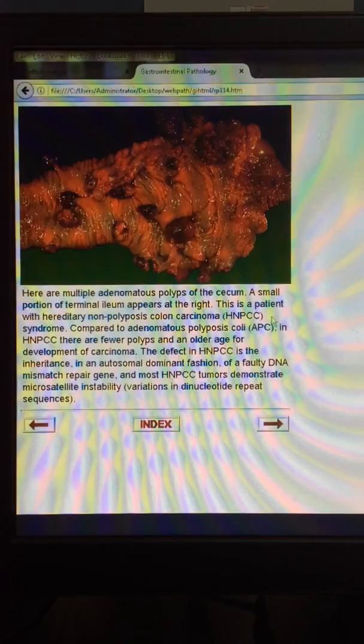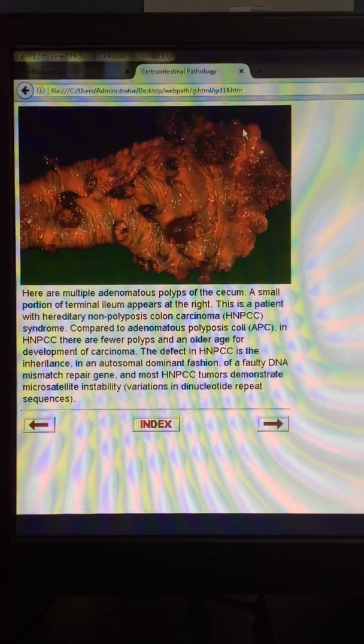Also, the genetic abnormality is different, in which HNPCC usually is associated with abnormality or mutation of mismatch repair gene. Okay, mismatch repair gene. In familial adenomatous polyposis, as we said, it is the APC gene, adenomatous polyposis coli. But in HNPCC or hereditary non-polyposis colon cancer, it is mismatch repair gene, which will lead to microsatellite instability.